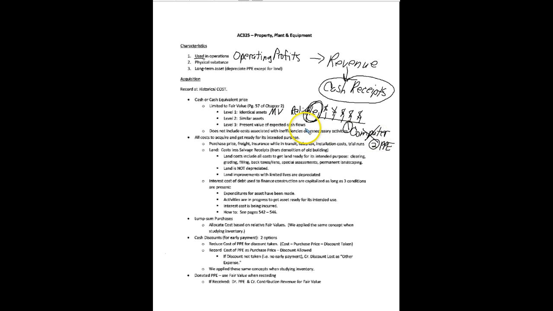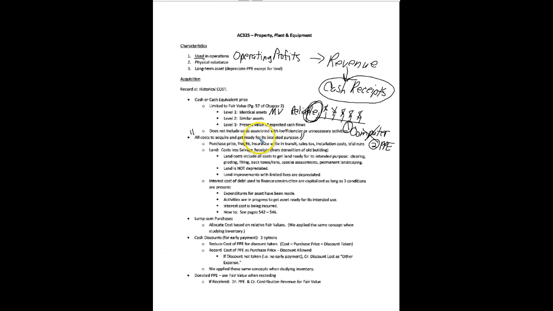So if there's inefficiencies, if we make mistakes or do something that's unnecessary, we expense those costs. We don't capitalize them. Moving on, it's going to include all costs to acquire and get ready for its intended purpose. That could almost really be in quotes. That's right out of the accounting standards.